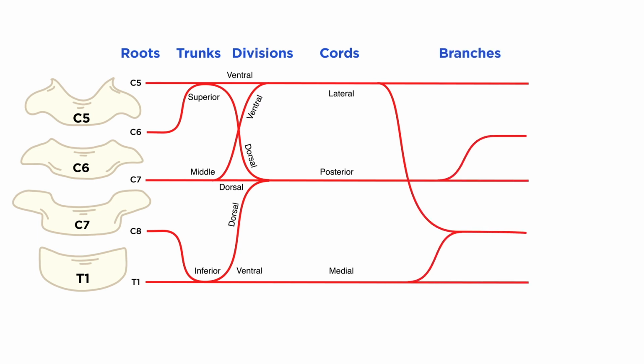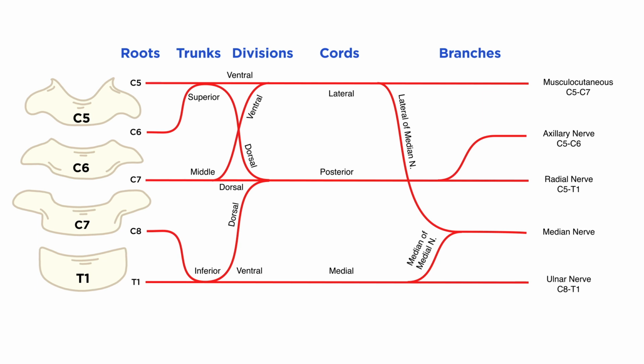The lateral cord divides into the musculocutaneous branch, which is innervated by C5, 6, and 7, and the lateral branch of the median nerve. The posterior cord splits into the radial nerve, innervated by C5 through T1, and the axillary nerve, innervated by C5 and C6. The medial cord splits into the ulnar nerve, innervated by C8 and T1, and the medial branch of the median nerve. The median nerve is now fully innervated by C5 through T1.